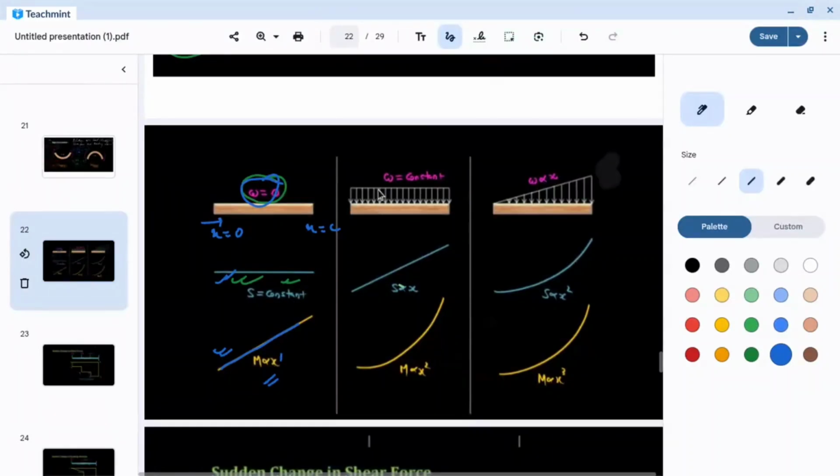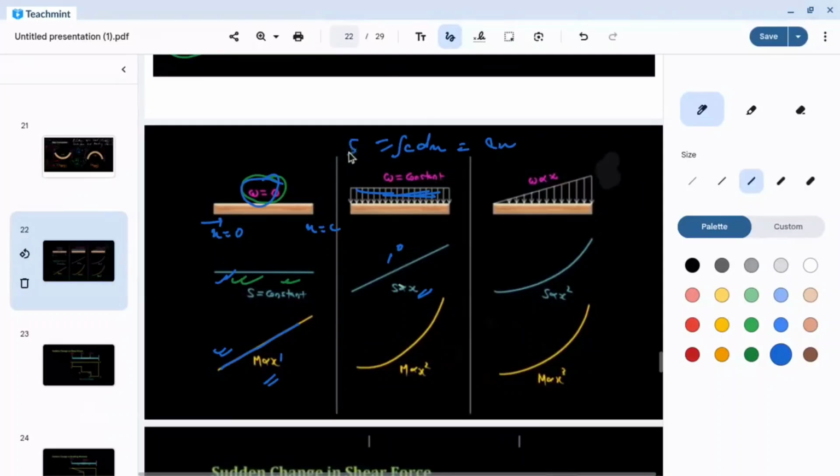In the same case, here the load is constant. When the load is constant, shear force will be varying with x. Okay, so degree here is 1. When shear force is varying with x, integration gives x square. See, constant c, again integration of c dx gives cx.